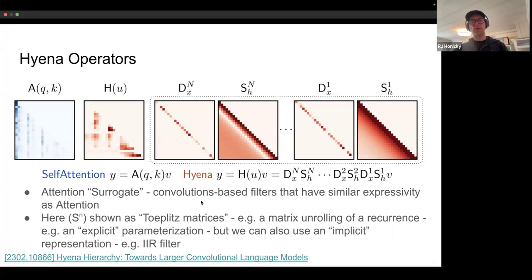It's important to note that there are at least two ways to represent this convolution. One is as this Toeplitz matrix, but the other is what they call an implicit parameterization, which means think IIR filter, if you're familiar with those, or recurrent model, where you're taking the previous state and just calculating an update rather than having all of the updates written out for you.